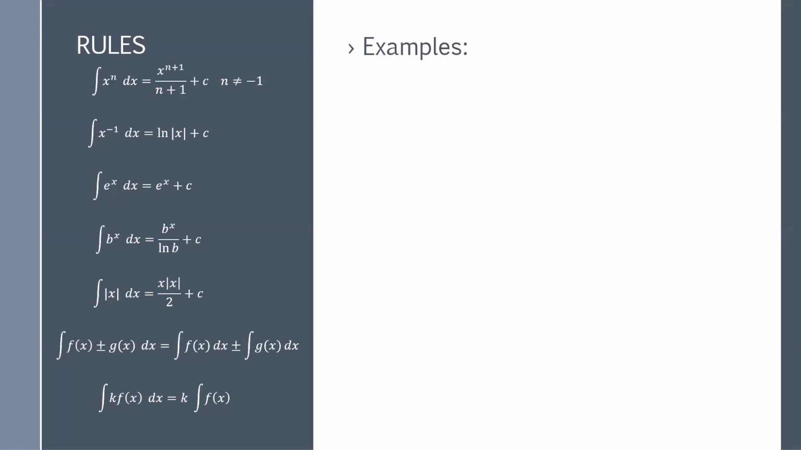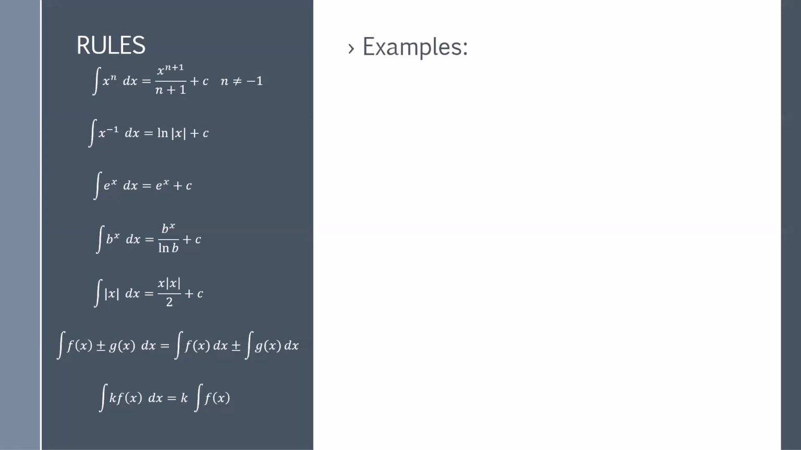The antiderivative or integral of e to the x is equal to e to the x plus a constant. For a base that's different from e, the integral of b to the x is b to the x divided by natural log b plus a constant. The antiderivative of absolute value x dx is equal to x times absolute value of x divided by 2 plus a constant.